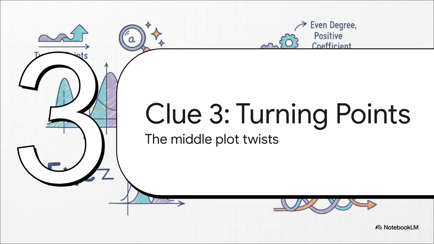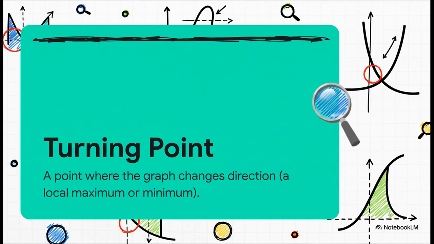Okay, so we know where the graph starts and where it ends. But what about all the drama in the middle? Well, that brings us to our third and final clue, the turning points. These are the plot twists of our story, the hills and the valleys that give the graph its unique shape. And a turning point is pretty much what it sounds like. It's a spot where the graph just decides to change direction. It stops going up and starts going down, or the other way around.